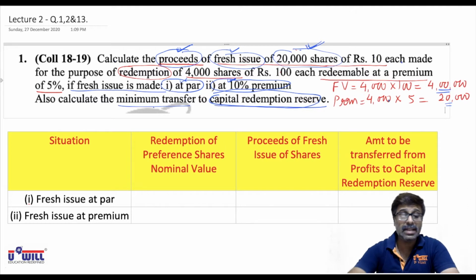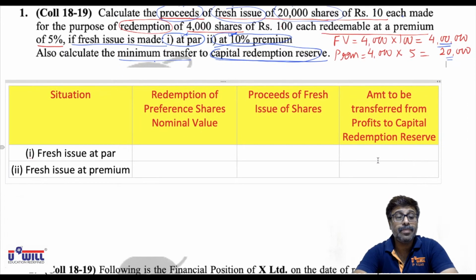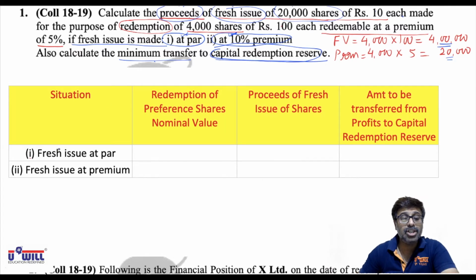So all of you make these columns in your notebook. Situation, there are 2 situations, fresh issue at par and fresh issue at premium, as we have seen here. And then you make the column redemption of preference shares. Mark this important, nominal value. Nominal value means face value.